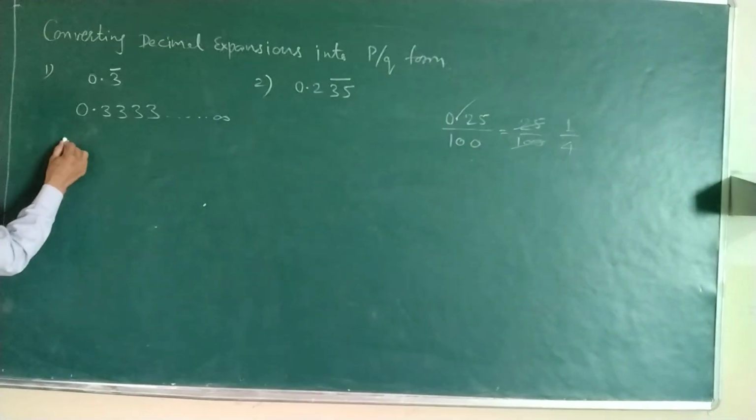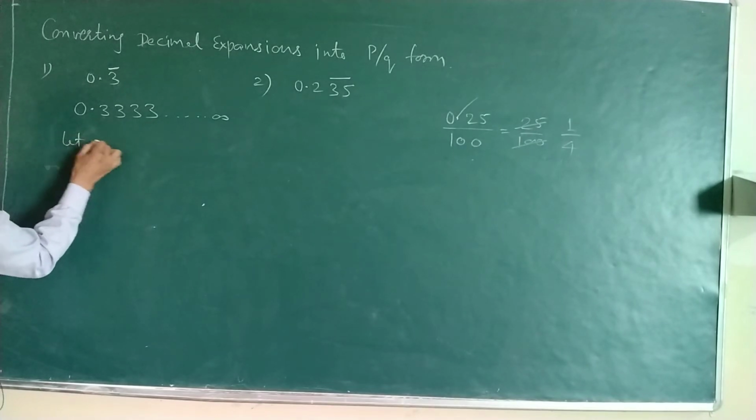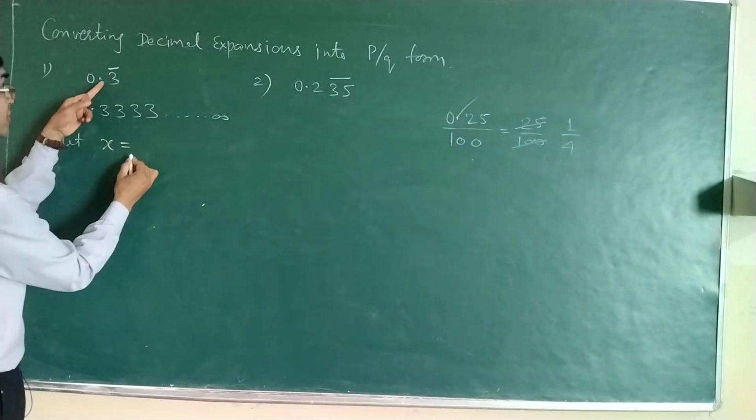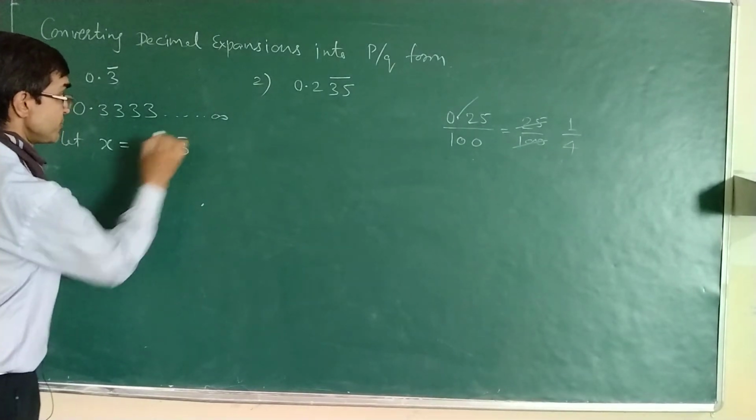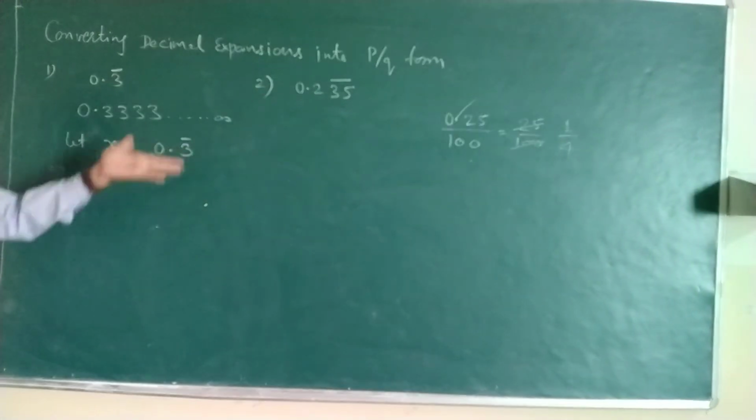So what will you do? You will take, let x equal 0.3 bar. x equals 0.3 bar, where the 3 is recurring.